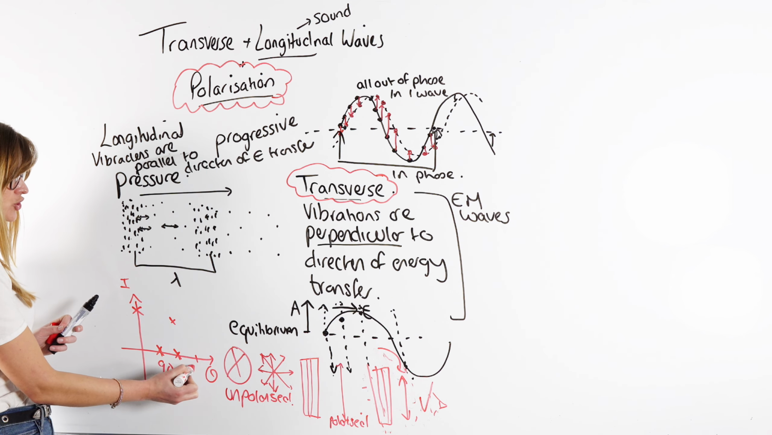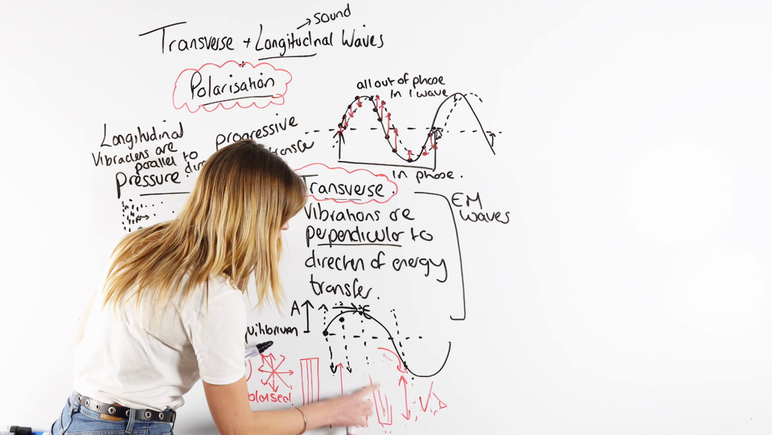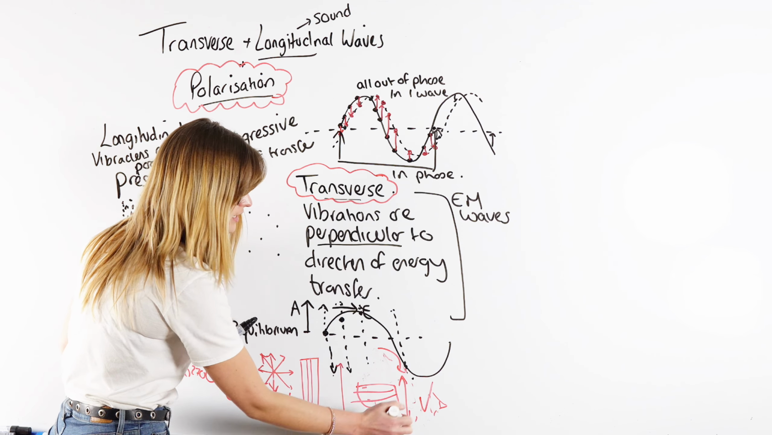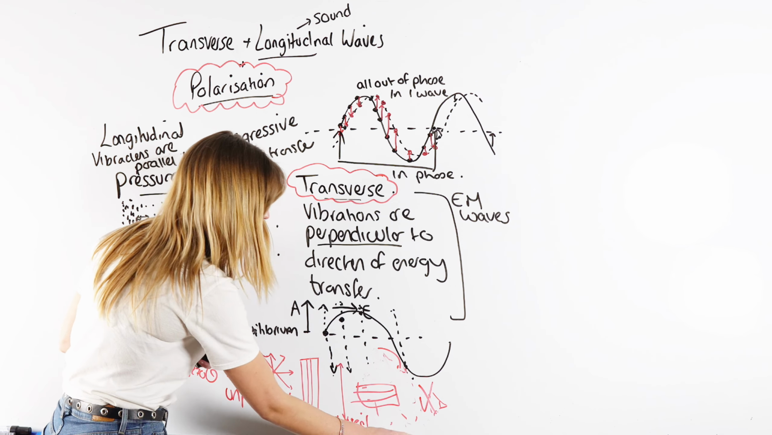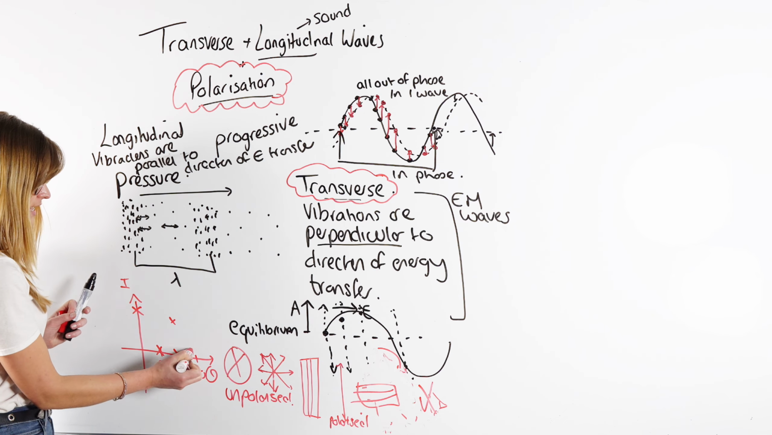Okay, let's rotate it to 270 degrees. At 270 degrees, I've gone through again to be horizontal, but now it's going to be in this direction. So again, I'm not going to get any light through because it's already been vertically polarized, so none of that light can get through. So at 270, it's 0.